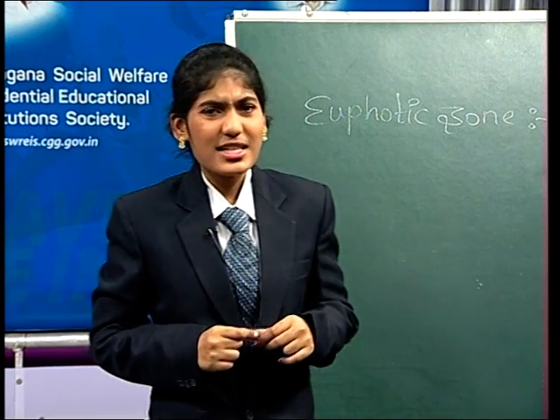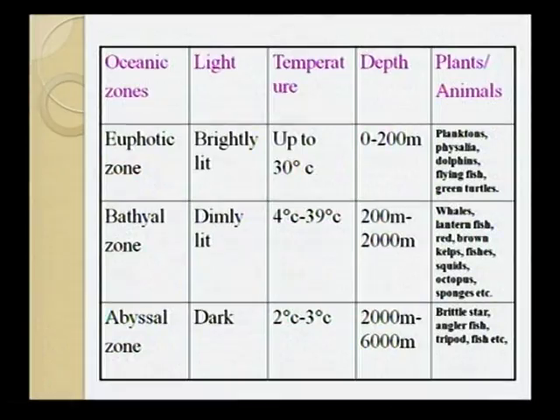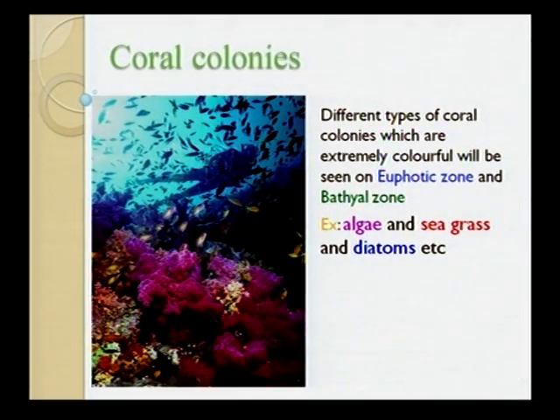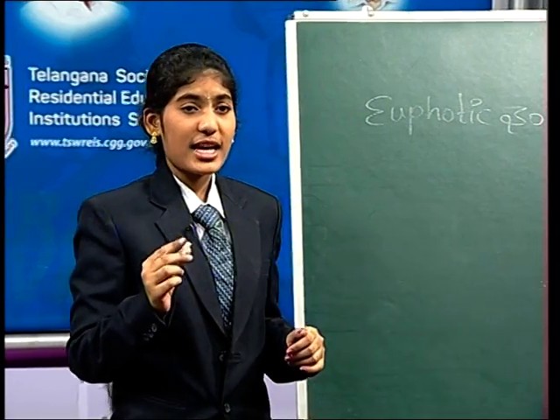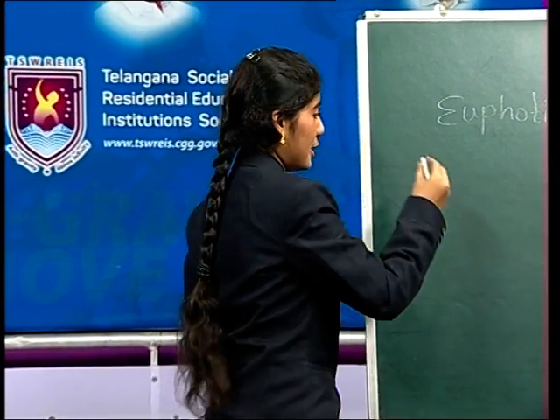Okay. Friends, do you know one thing? What plants can grow in this zone? So look at this. There are coral colonies. These types of beautiful coral colonies can survive in the aquatic zone, and they can also survive in the bathyal zone. And some plants like algae, seagrasses, diatoms. So these can also survive in the first zone. What's that? Yes, aquatic zone. Okay, friends. So let us see about the second zone, that is the bathyal zone.